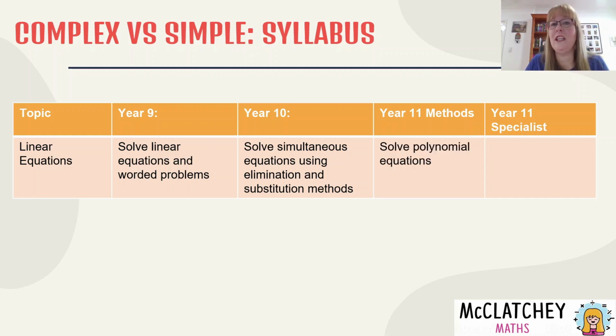However, if I moved into year 11 methods now, I'm actually expected to solve polynomial equations, and in year 11 specialist, I'm expected to solve using matrices. So if I'm actually just reverting back to the year 10 work that I've done in grade 11, then I'm actually going to only get marks for simple procedures. I've got to be able to demonstrate the extra content that I've learned for my year level.